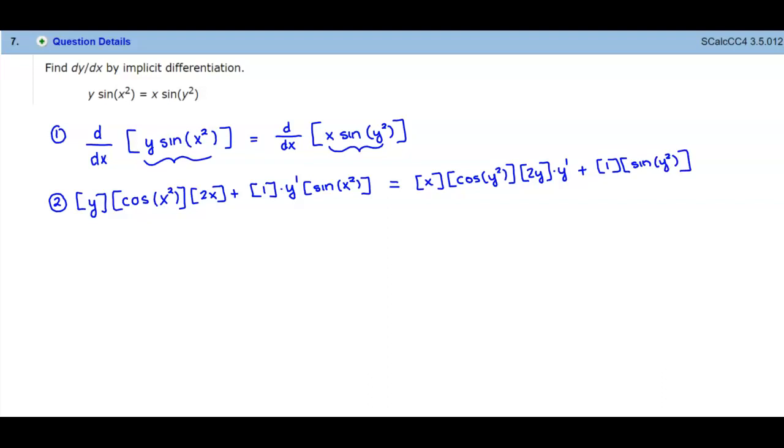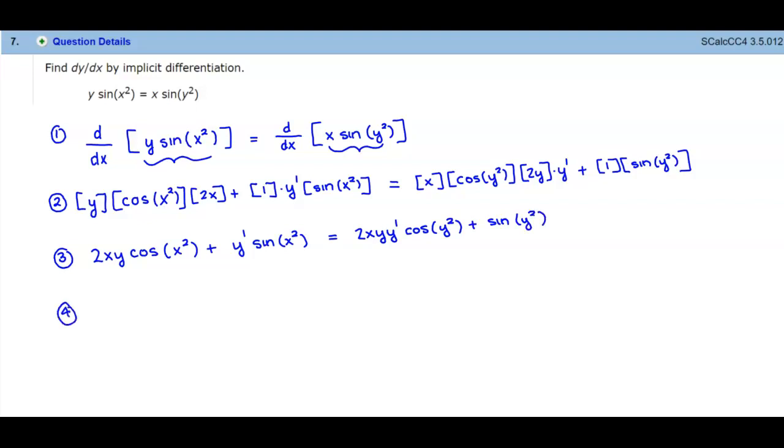Okay, so now let's go ahead and multiply this all out. So we have 2xy times the cosine of x squared plus y prime times the sine of x squared equals 2xy y prime times the cosine of y squared plus the sine of y squared.